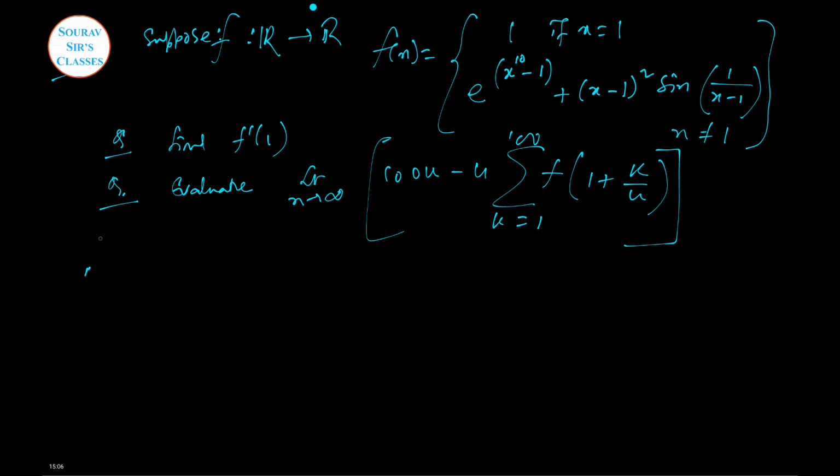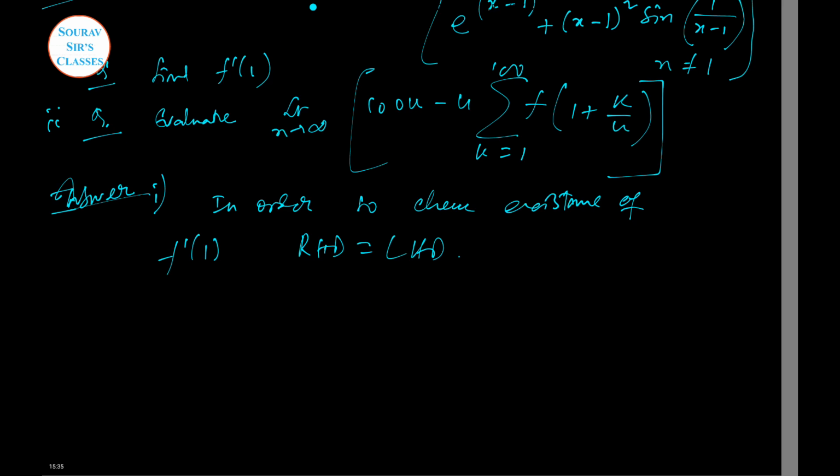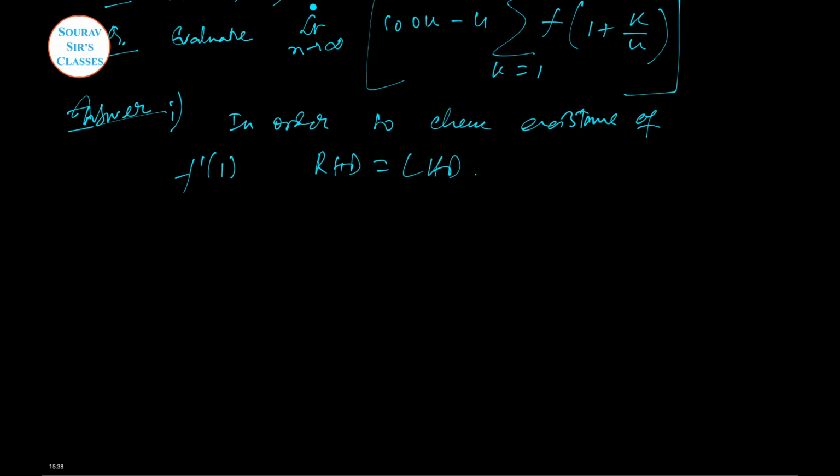First of all, we just need to check whether f dash 1 exists or not. So in order to check existence of f dash 1, RHD must be equal to LHD, left. Okay, so right hand derivative equal to left hand derivative at x equal to 1. So right hand derivative at x equal to 1.